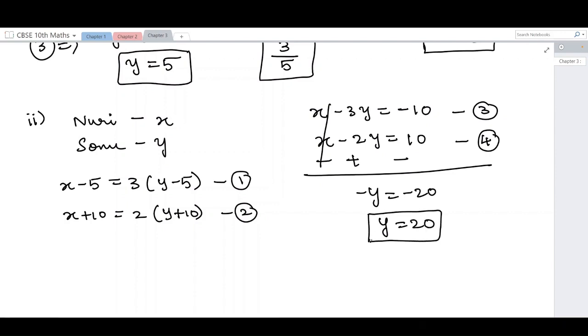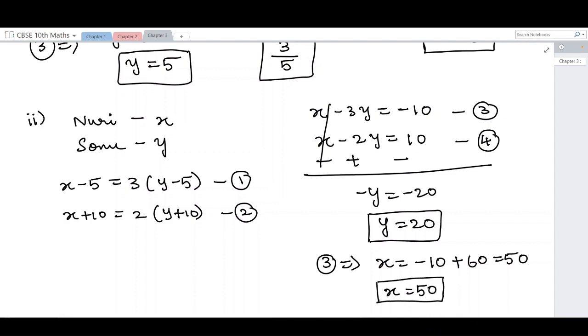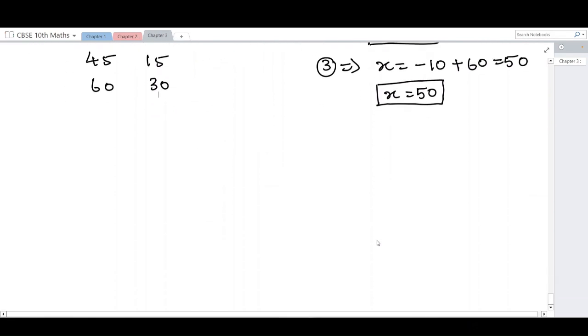Fine. So if you substitute this y value in the third equation, we will get x equal to minus 10 plus 60, which is equal to 50. So x equal to 50. So we have determined the ages of Nuri and Sonu to be 50 and 20. Now let us check the conditions. So 5 years ago, the ages will be 45 and 15. So 45 is thrice that of 15. And 10 years later, the ages will be 60 and 30. So 60 is twice that of 30. So thus we have verified the given conditions.